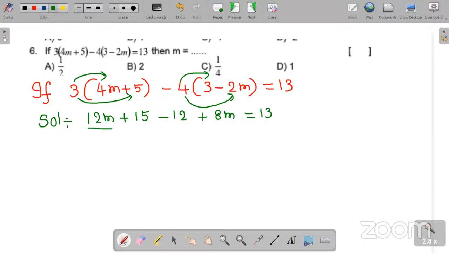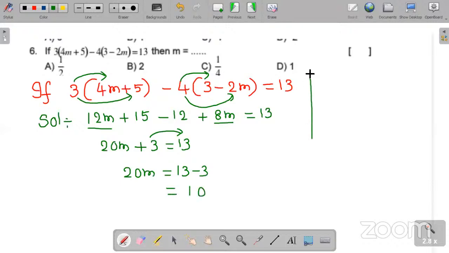Definitely. 12m, 8m are like terms, they can add. 12m plus 8m is 20m. Even 15 minus 12 also like terms, 15 minus 12 is 3, plus 3. Now 20m is equal to 13 minus 3. So transpose plus 3 to this side, you get negative. That will be 10. We need the m value. 20m is equal to 10. M is equal to 10 by 20. What is our answer? At least now you can simplify.